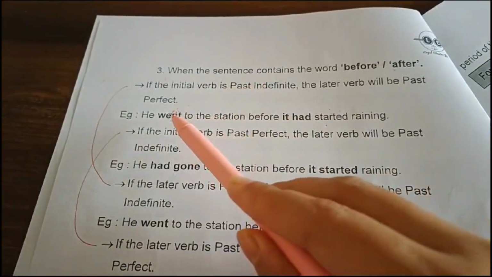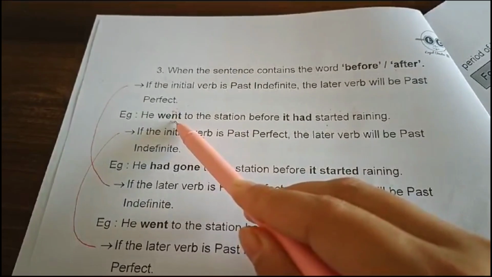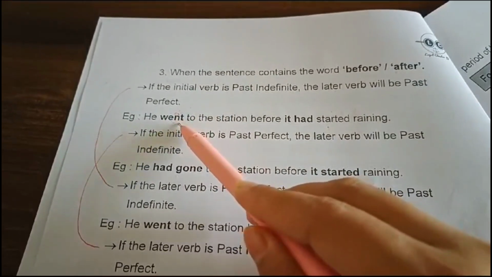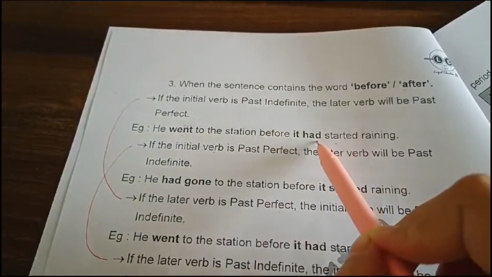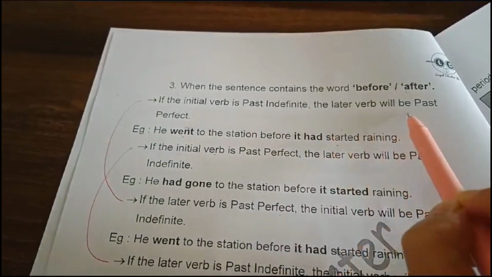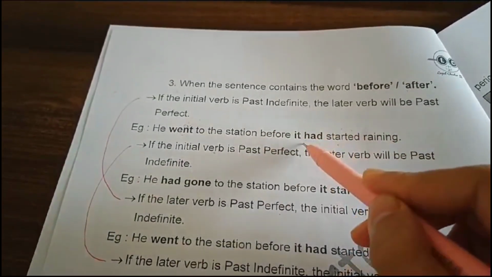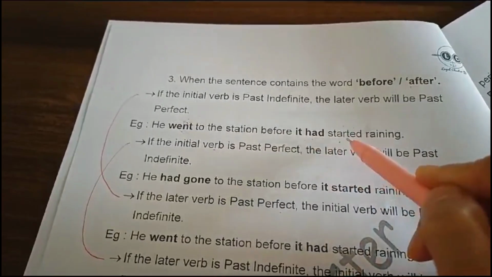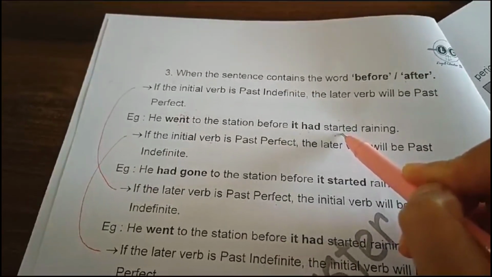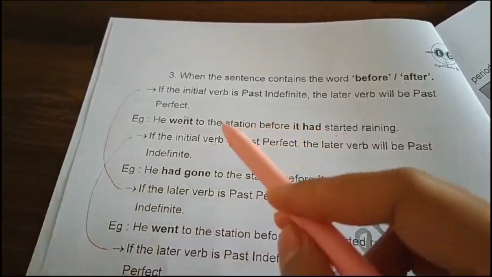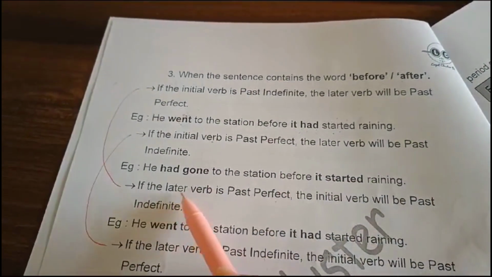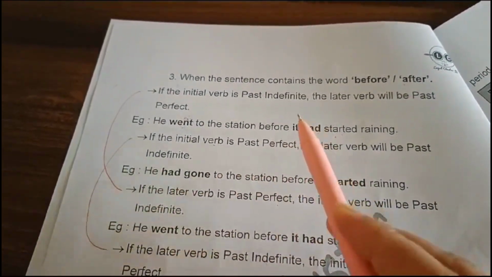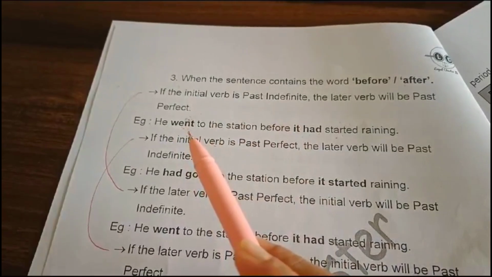So if the initial verb is in simple past, then the later verb, the second verb, will be in past perfect. So we are using had and then the past participle of the verb here. Okay, and this is the vice versa of this one again. If the later verb is in past perfect, the initial verb will be past indefinite.